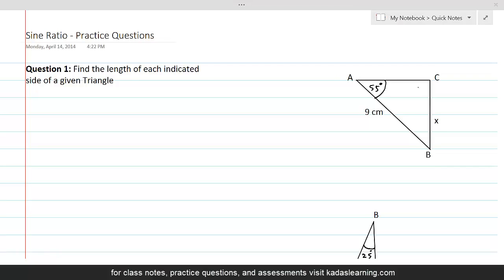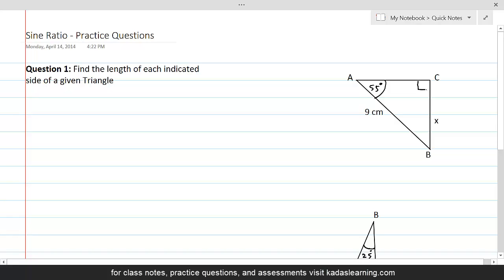In this lesson, we'll do some practice questions to illustrate the use of sine ratio to solve problems related to right angle triangles in trigonometry. For this given triangle ABC, let's define sine ratio. For that, we will need to identify which one is the hypotenuse, which one is opposite, and which one is adjacent. First, we look at the angle 90 degree.